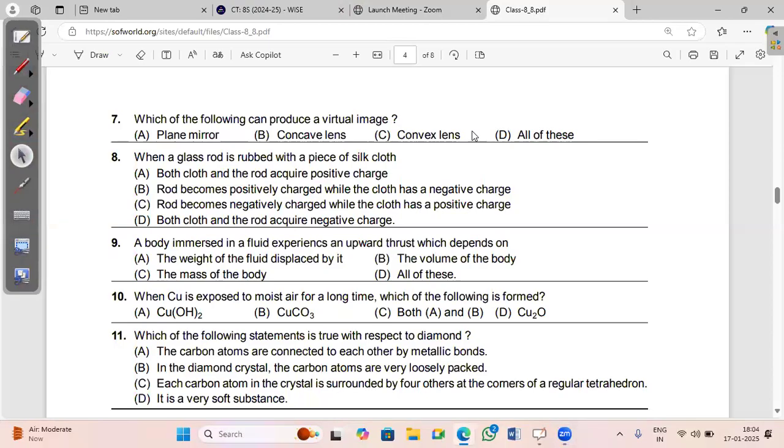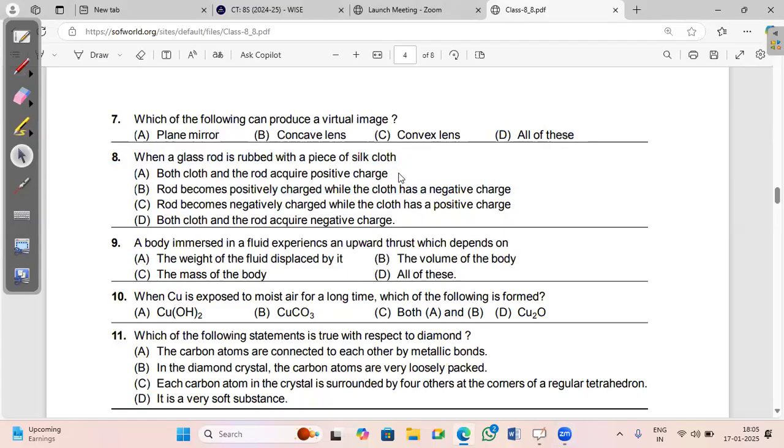The answer is all of these, option D. A plane mirror can produce a virtual image. A concave lens produces only virtual images, and a convex lens can produce a virtual as well as a real image. So look at the question: which of the following can produce a virtual image? Obviously, a convex lens can, and therefore the option will be option D.